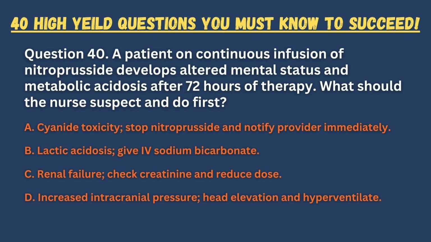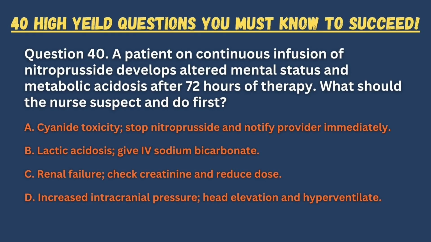Question 40. A patient on continuous infusion of nitroprusside develops altered mental status and metabolic acidosis after 72 hours of therapy. What should the nurse suspect and do first? A. Cyanide toxicity. Stop nitroprusside and notify provider immediately.